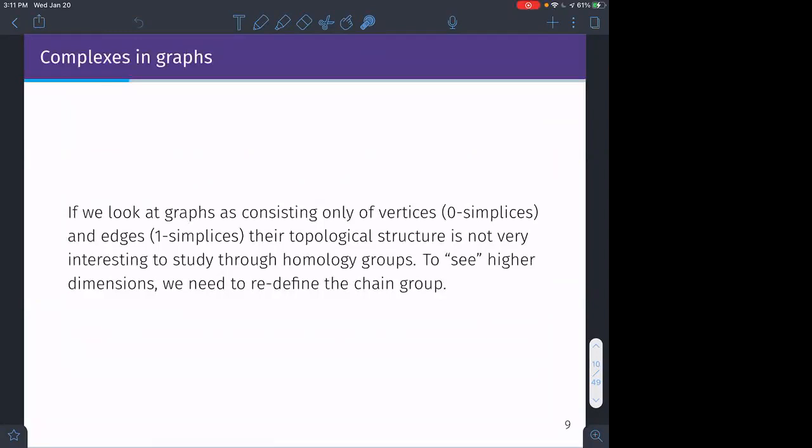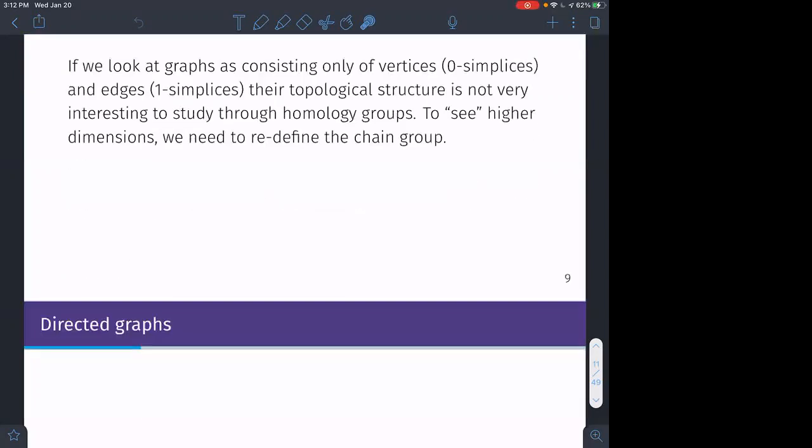If I were to look at an arbitrary graph, it literally only has dots, so vertices, and lines, edges. And as I defined them earlier, if I look at them under the lens of the traditional simplicial homology, I only have 0 cells and 1 cells, which is not very interesting. So in order to see higher dimensions, we need to redefine what your building blocks are. We can't be looking at it like it's just 0 simplices and 1 simplices. I have to define a new thing that's not a simplex for me to look at.